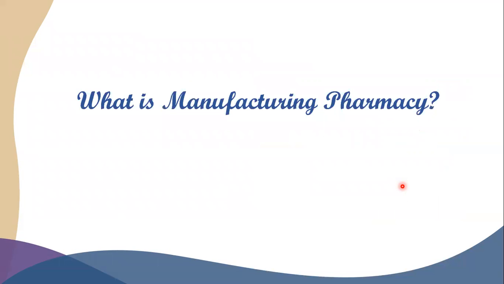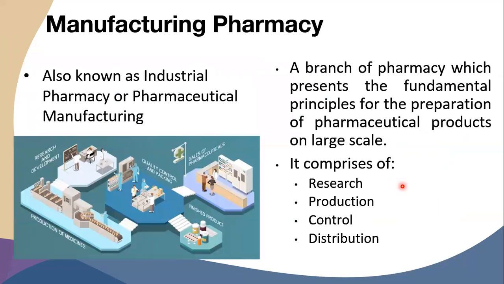So what is manufacturing pharmacy class? When we say manufacturing pharmacy, this is also known as industrial pharmacy or pharmaceutical manufacturing. This is a branch of pharmacy which presents the fundamental principles for the preparation of pharmaceutical products on a large scale. It comprises your research, production, control, and distribution.